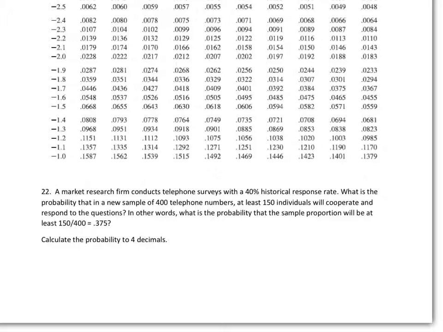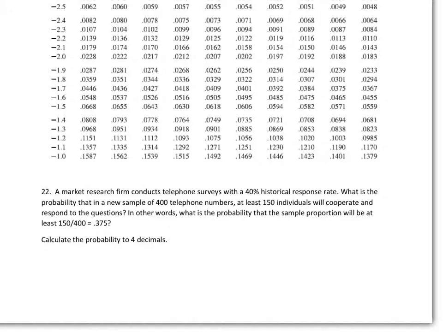And so here we have the market research firm conducts telephone surveys with a 40% historical response rate. What's the probability that in a new sample of 400 telephone numbers, at least 150 individuals will actually respond to the questions? In other words, what's the probability the sample proportion will be at least 150 divided by 400, which is 0.375. Calculate the probability to 4 decimals.